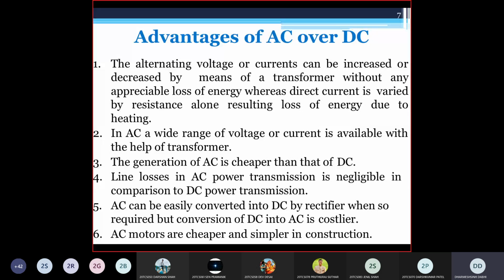And sixth reason is that AC motors are cheaper and simple in construction as compared to the DC motor. So because of all these six reasons, we generally prefer to use the AC over the DC. All of you clear this? All the reasons? Is there any doubt?